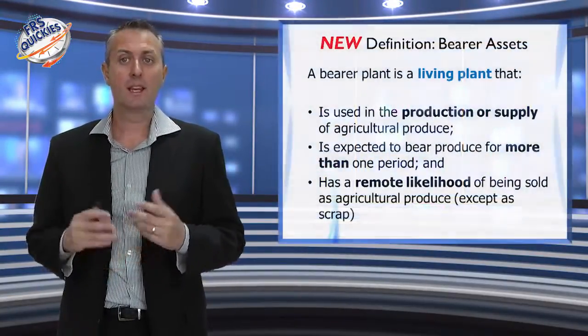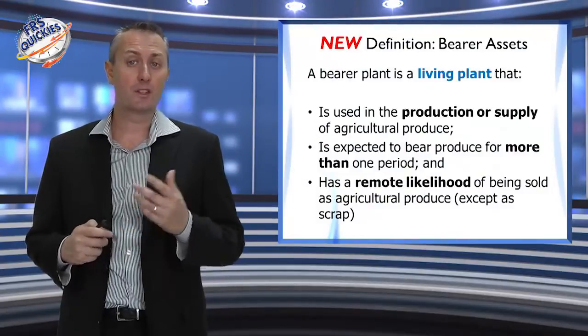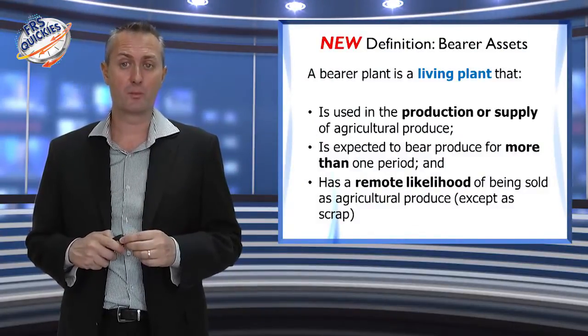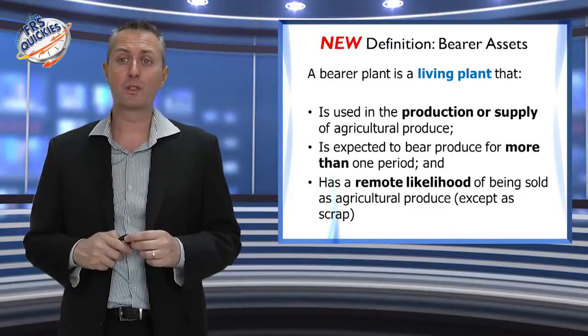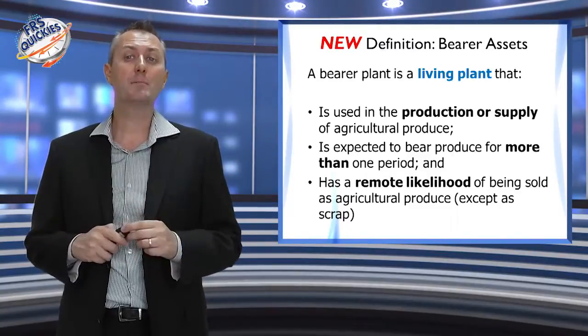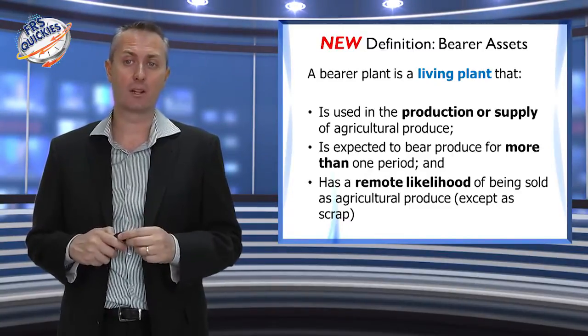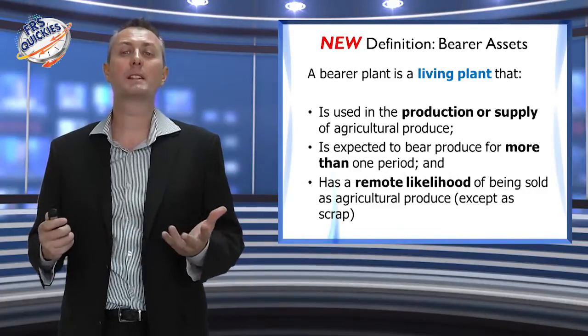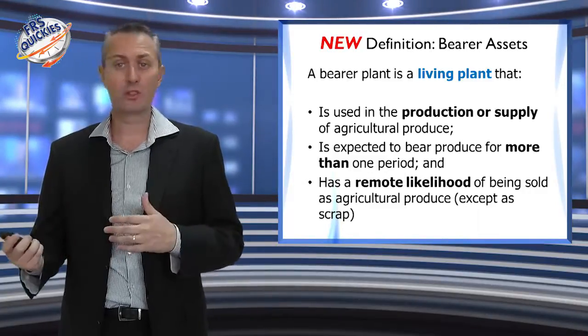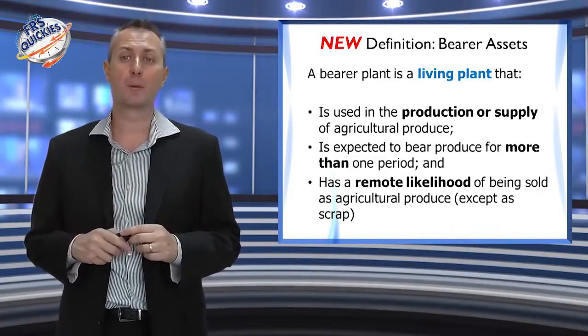Well, the IASB took a look at this and they agreed that the economics actually aren't that different. And they brought out a new definition of something called a bearer plant. Now, a bearer plant is a living plant that is used in the production or supply of agricultural produce, is expected to bear produce for more than one period, and has a remote likelihood of being sold as agricultural produce. What we're talking about here, for example, are things like orchards, apple trees, grapevines, those type of issues.